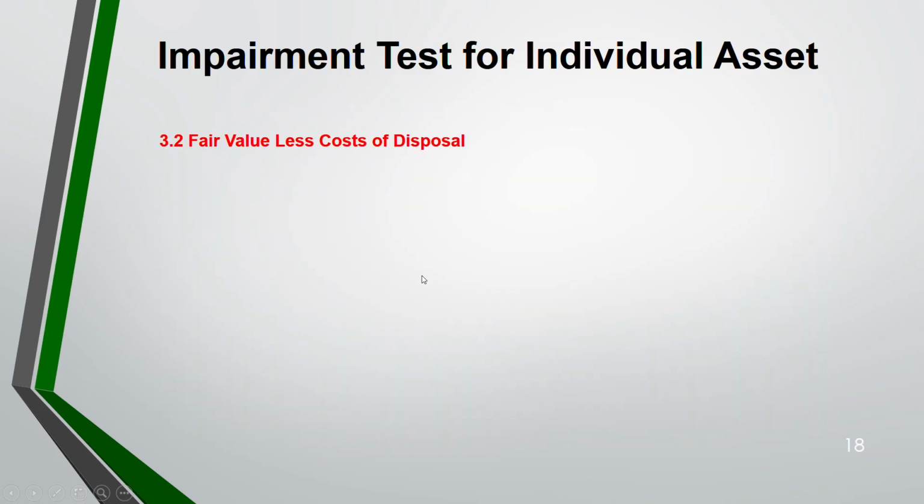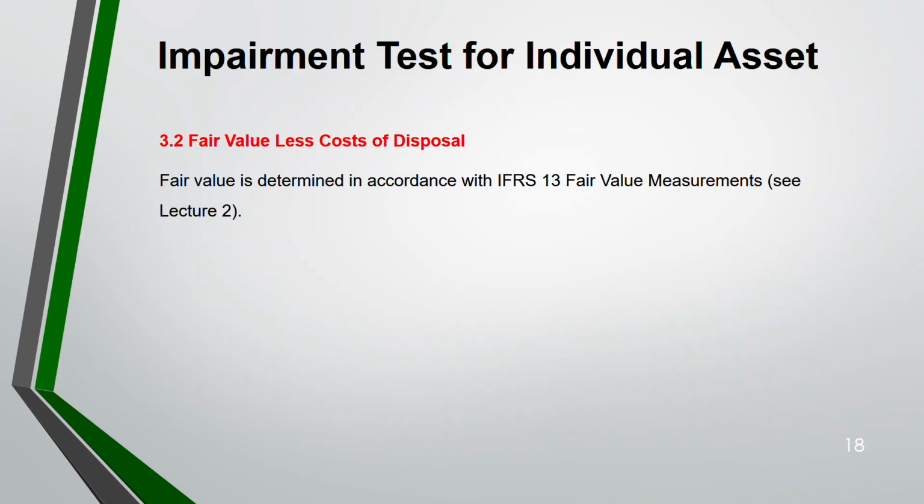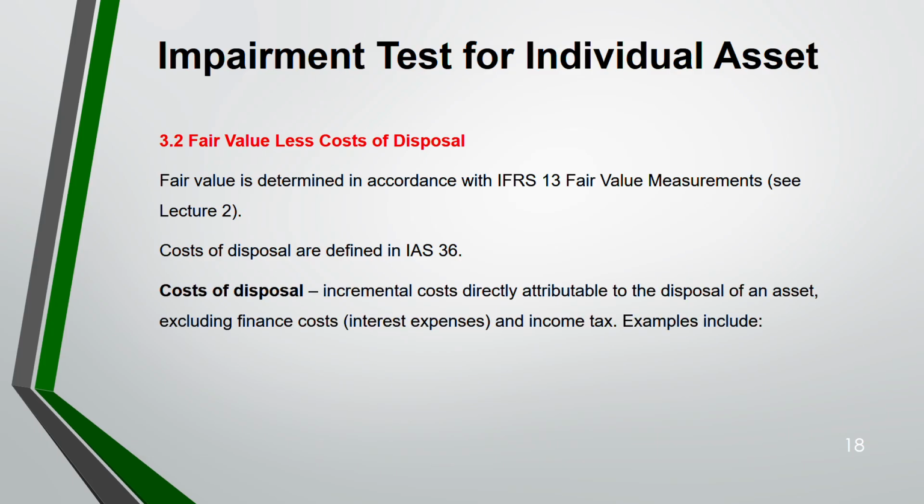Now, fair value less cost of disposal. Fair value we have measured in accordance with IFRS 13. You can see my lecture number 2. That is conceptual framework. Next, cost of disposal are identified in IAS 36. Cost of disposal means any cost that is directly attributable to disposing that asset, but it excludes any interest expense and income tax. Examples include legal cost, stamp duty, and cost of removing the asset.